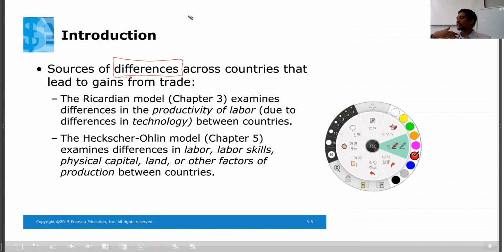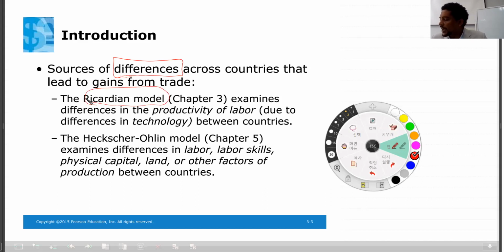South Korea doesn't have, you can say, labor requirements or other factors of production similar to other nations. So these differences have invited countries to share what they miss. You produce something, you sell it to other nations, and you buy goods which you cannot produce in your own country. So this chapter talks more about the Ricardian model.